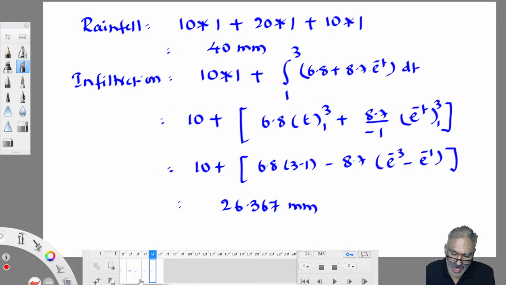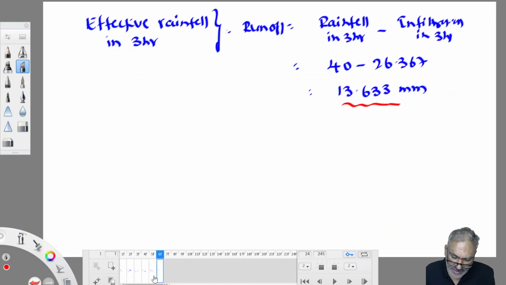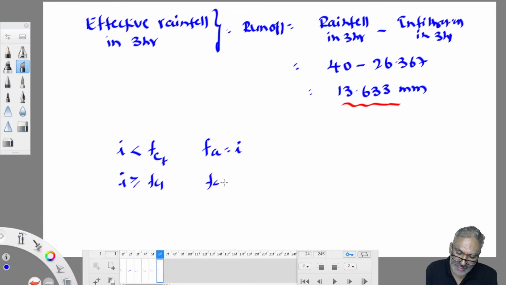So wherever the Horton approach fails, the rate of rainfall and the rate of infiltration are one and the same. Because whenever I is less than FC, then FA is equal to I; otherwise, I is greater than or equal to FC, then FA is equal to FC. Horton approach is true only for this. Where Horton approach fails, the rate of rainfall is the rate of infiltration. FA is the actual rate of infiltration.